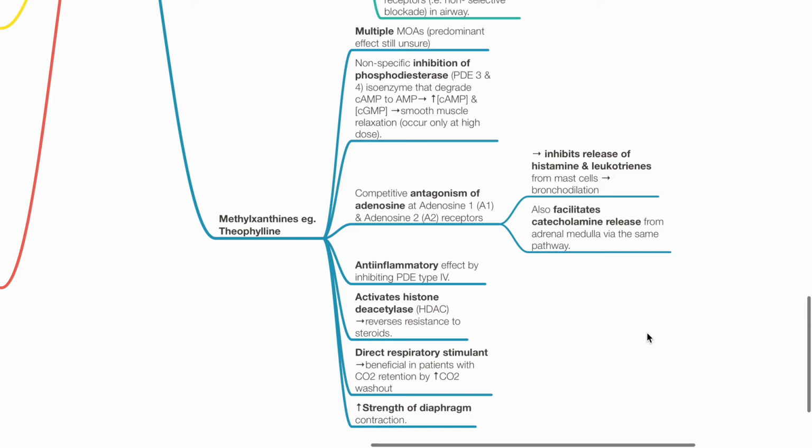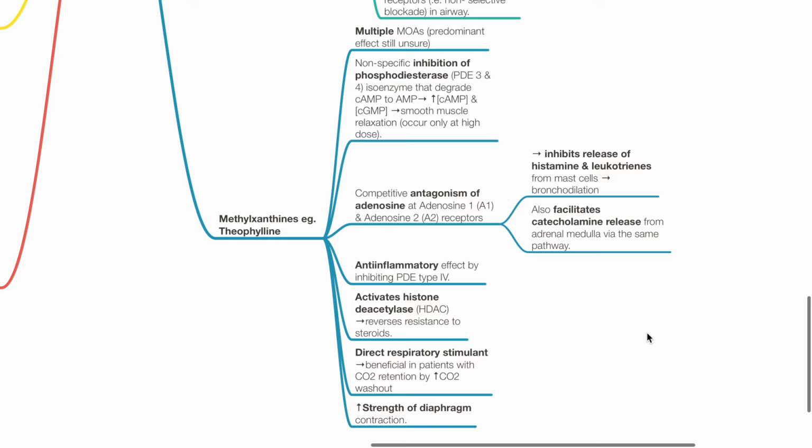Methylxanthines also competitively antagonize adenosine at adenosine 1 and adenosine 2 receptors. This inhibits the release of histamine and leukotrienes from mast cells and causes bronchodilation. Via the same pathway, methylxanthines also facilitate catecholamine release from the adrenal medulla. Methylxanthines have anti-inflammatory effects by inhibiting PDE type 4.